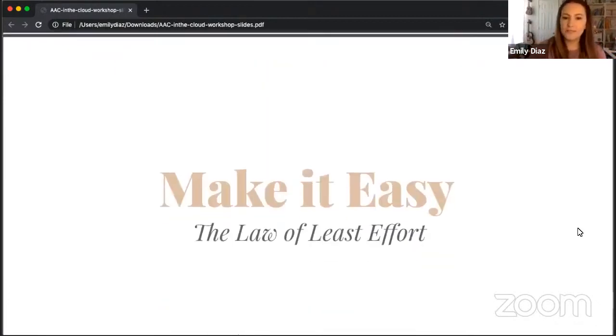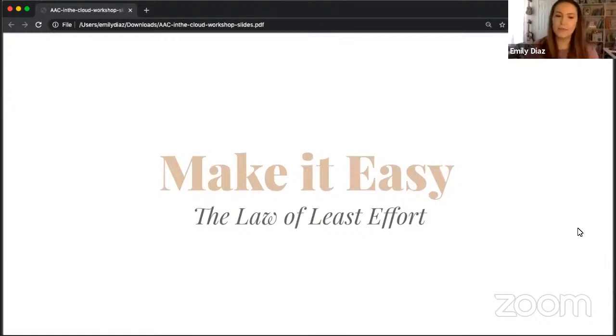The third one was to make it easy. The book talks about this law of least effort, which says that we as humans are always naturally going to gravitate toward the option that requires less work. So obviously the goal is for our staff to be modeling all day long, even when we're not there, have like rock star AAC implementation, but that's probably not going to happen at first. It will happen eventually with time.